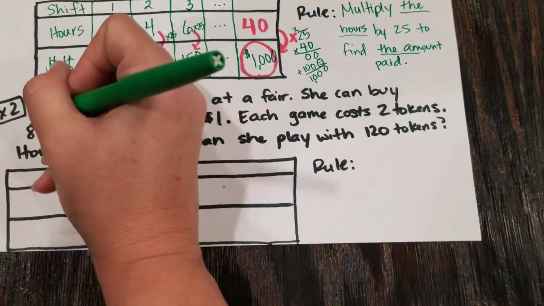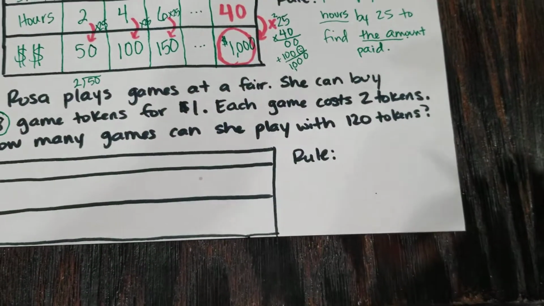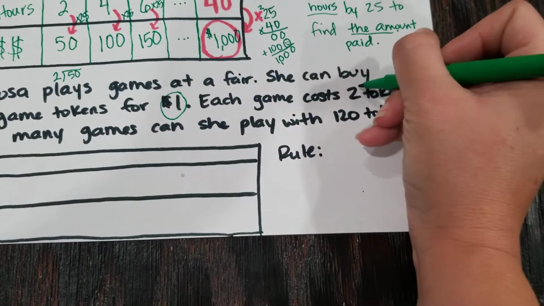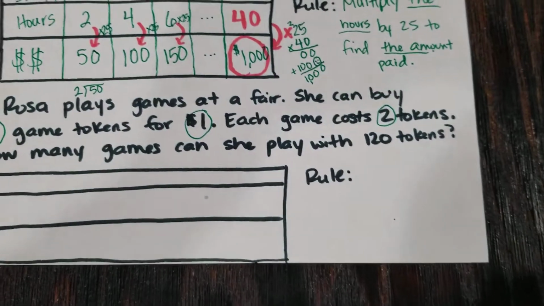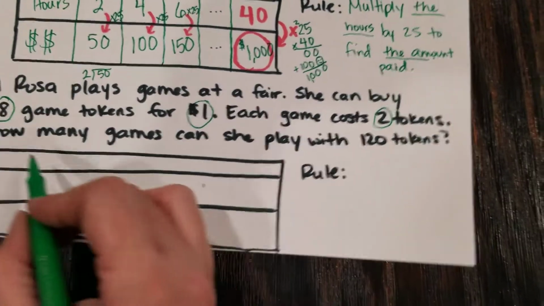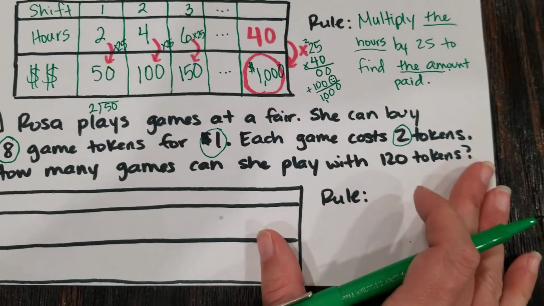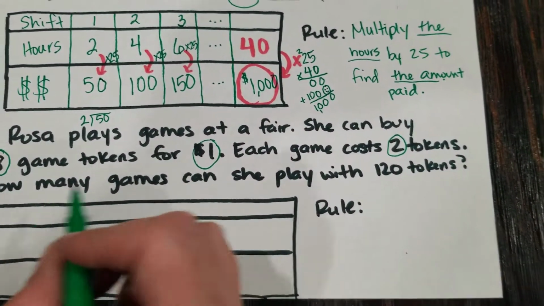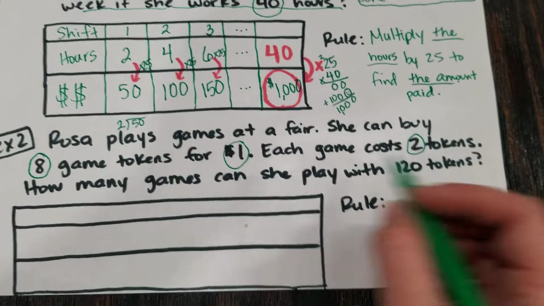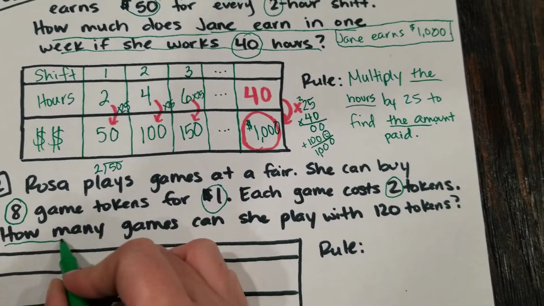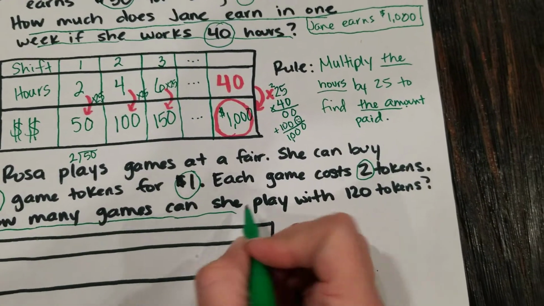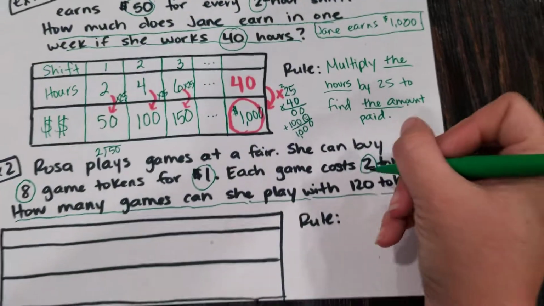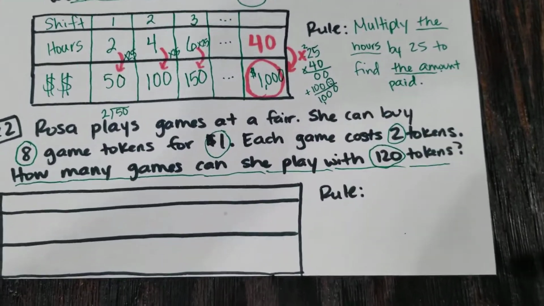Okay, 8 game tokens for $1. Each game is 2 tokens. All right. How many games? I need to find out how many games she can play with 120 tokens. It's going to be hard to underline that. So I would underline that question. My paper keeps wanting to slip though. Okay. Underline the question. And then we're going to solve for this number after we find the rule.